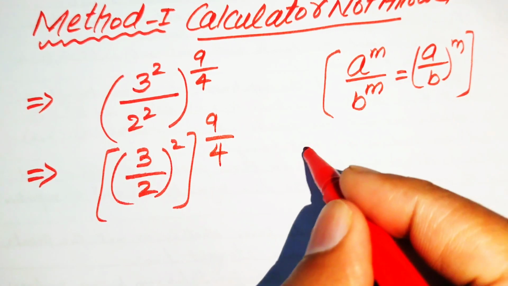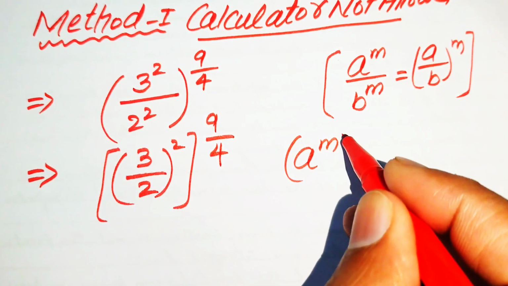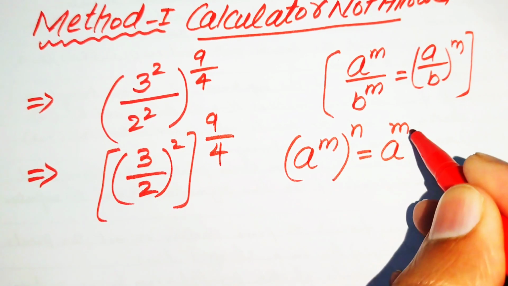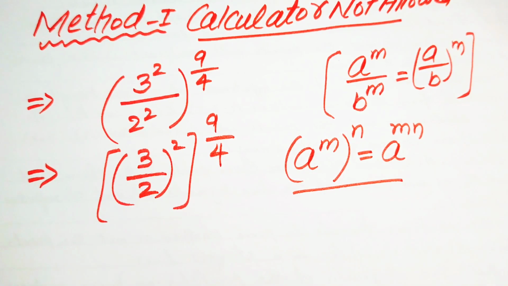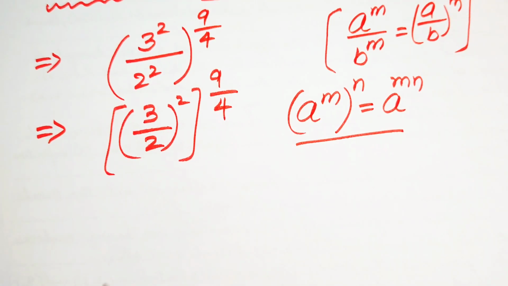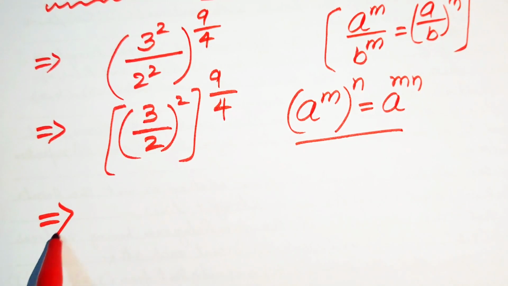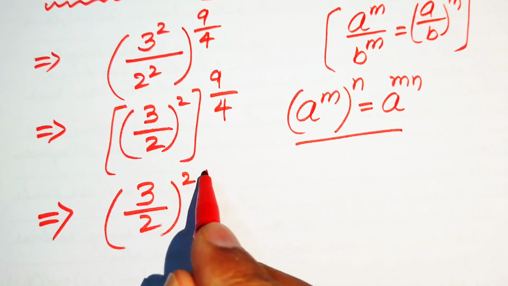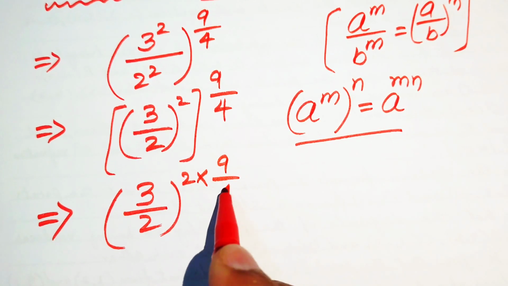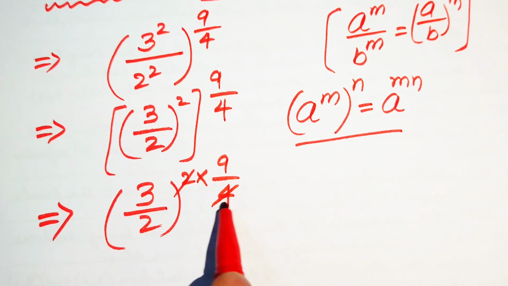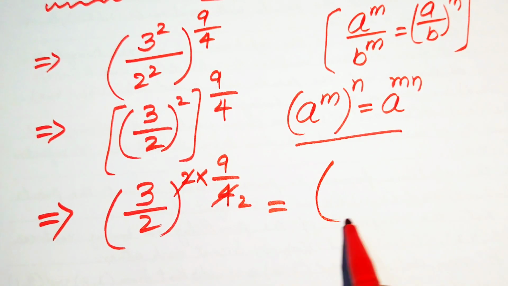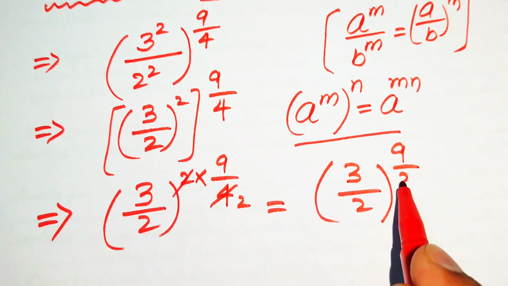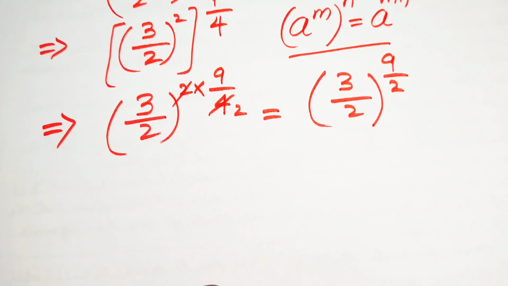After that, we have another exponential law: if we have a to the power of m to the power of n, it is equal to a to the power of m multiplied by n. So we multiply these two exponents, and it is written as 3 over 2 and its exponent is 2 multiplied by 9 over 4. These two 2's make 4, and we write this expression as 3 over 2 and its whole exponent is 9 over 2.